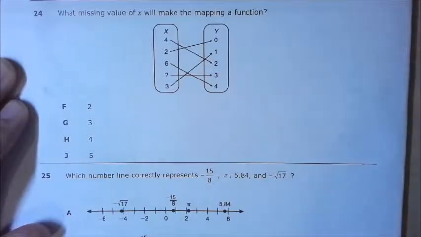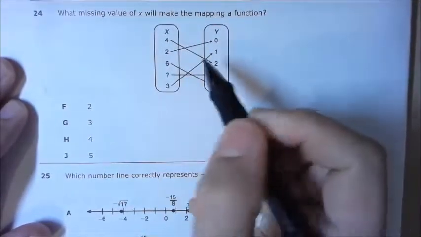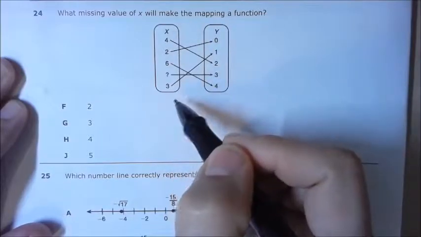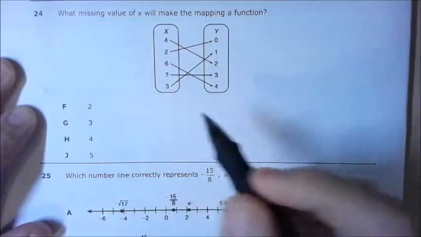Alright, and number 24, it says what missing value of x will make the mapping a function? Remember, what we're trying to do when we have a function is we do not want any repeating x values. So we have a 4, a 2, a 6, and a 3. We don't want to have any repeating x values, so those numbers cannot be any options. Let's take a look at the options we have and we can mark those off.